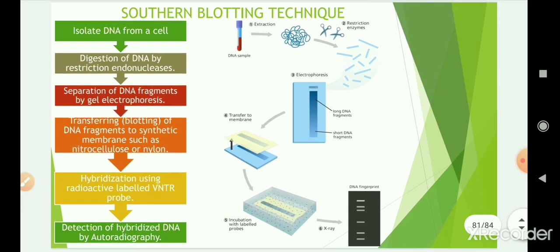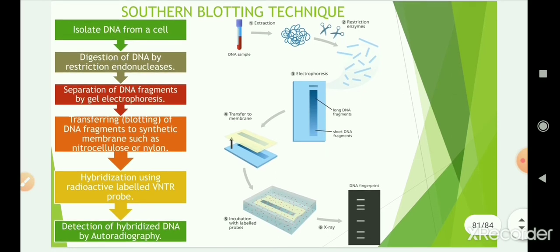We said they use the Southern blotting technique. So this is the Southern blotting technique, in which, as you can observe, first from this cell they isolate the DNA sample. That means extraction of DNA from the sample. Then, as you can observe in the figure, at the second step, there is digestion of DNA by restriction endonucleases. It is the restriction enzyme, right?